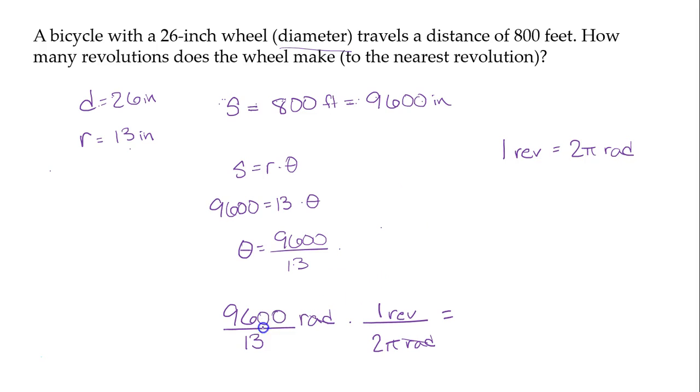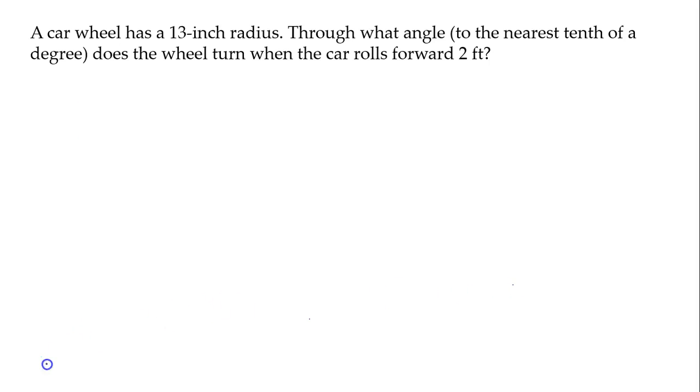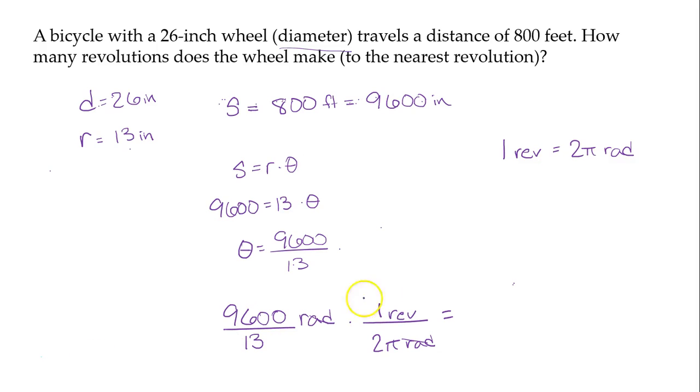So multiply the 9600 over 13 and then divide it by 2 pi. And you get, let's see, what did I get? Okay, to the nearest revolution. Whoops. Sorry, guys. Okay, I get approximately 118 revolutions.